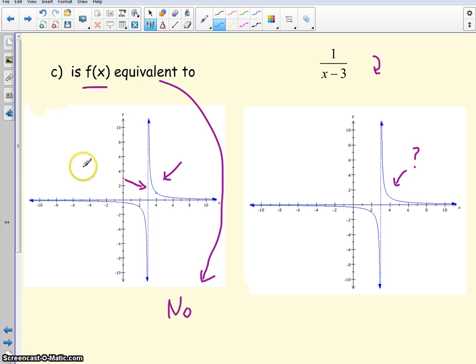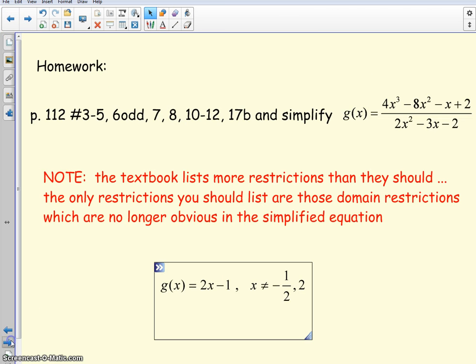Alright, so that's it. Let's take a look at your homework here. There's a little bit from the textbook here. Hopefully it won't take too long. And one extra one for you to simplify right here, just because we like giving you extra. And the answers are down here for you to check when you're done.